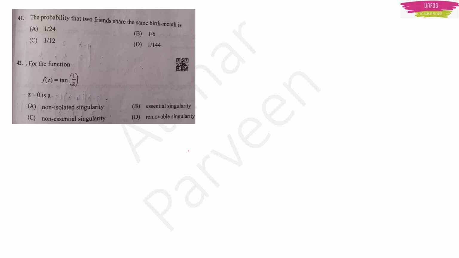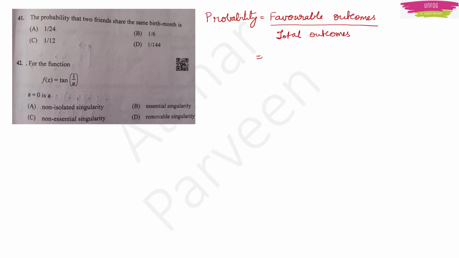Now what will be the total outcome? Total outcome will be one person will be born in any of the 12 months and the other person also will be born in any of the 12 months. Only thing is they will have the same month. So to find the probability, probability is equal to favorable outcomes upon total outcomes. So the favorable outcomes are 12 months upon total outcomes, which will be 12 into 12.